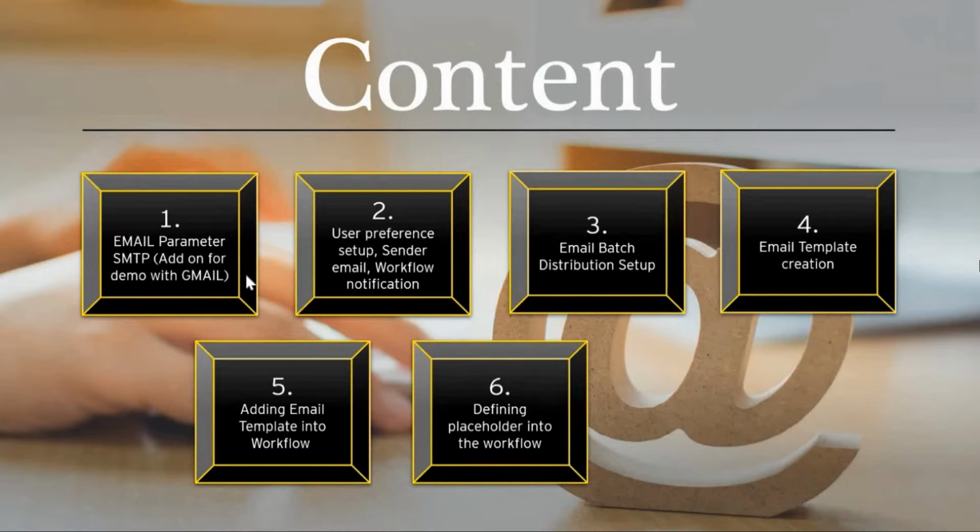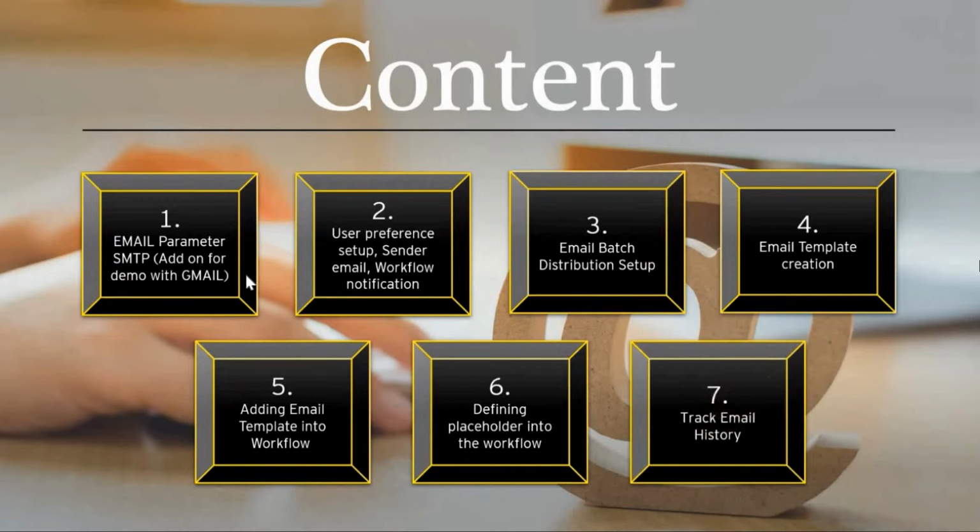The sixth point is defining the placeholder in the workflow. When we use any workflow to send the email notification while the user and approver process any operations, whatever placeholders or values you want to convey in the email notification, we have to define in the workflow. The seventh one is tracking the email history.